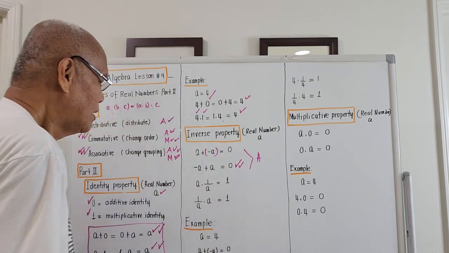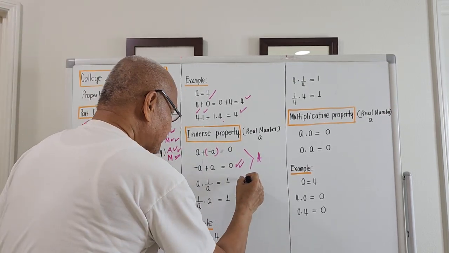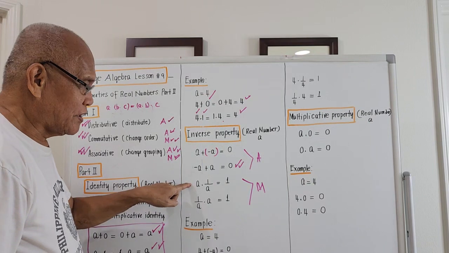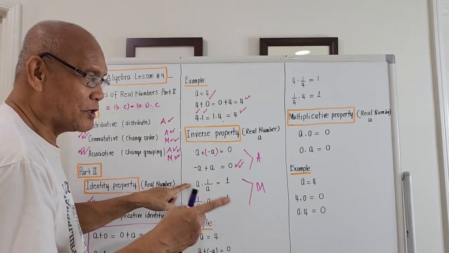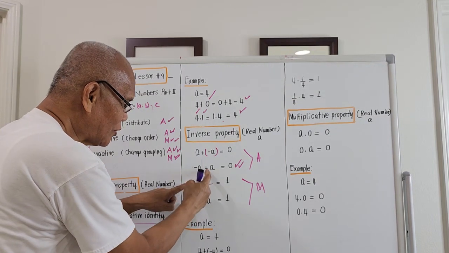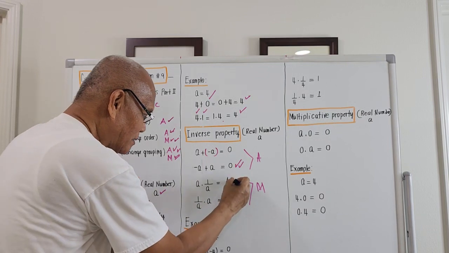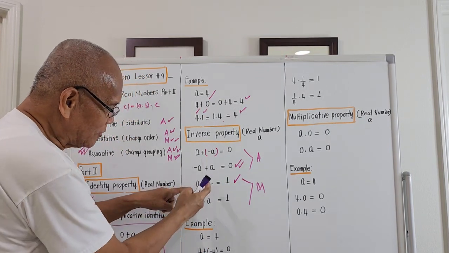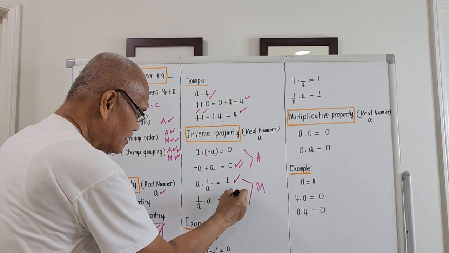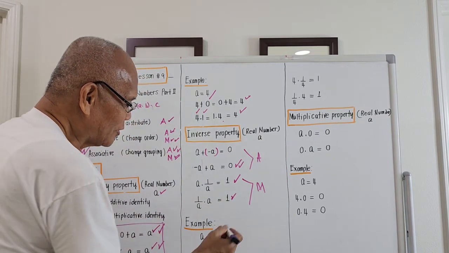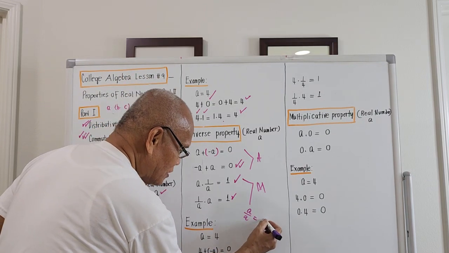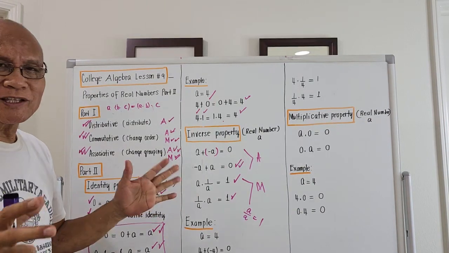But under multiplication, okay, the real number is A. And the inverse of that, if the operation is multiplication, it should be 1 over A. Okay? So A times 1 over A is 1. Or if we write this one ahead, 1 over A times A will still be equal to 1. Why is it 1? Because any number divided by itself is equal to 1. Right? So don't forget that one.